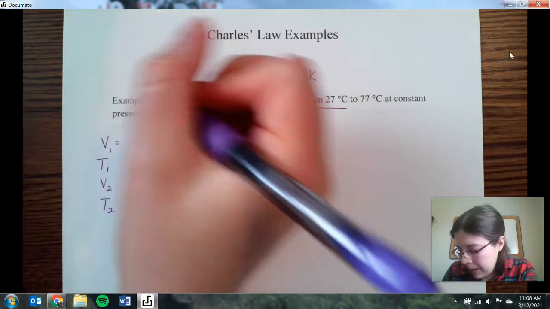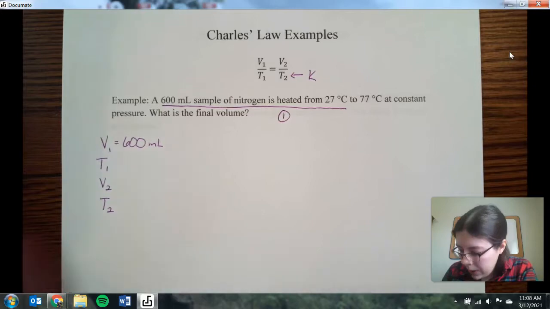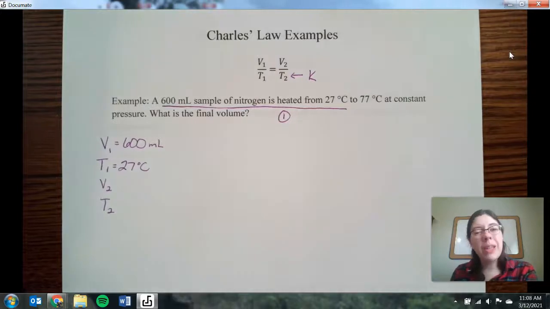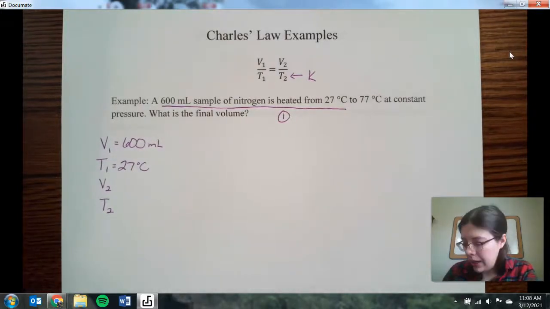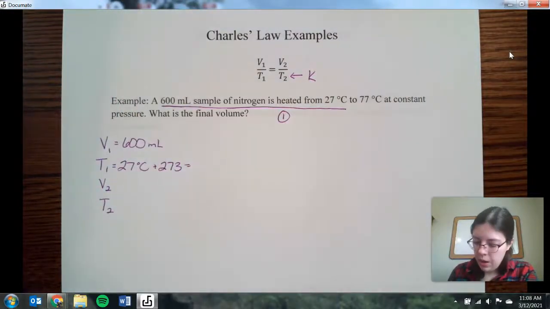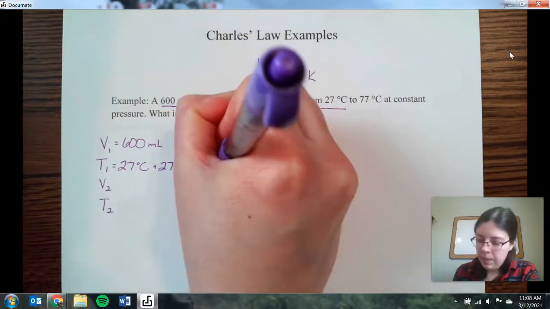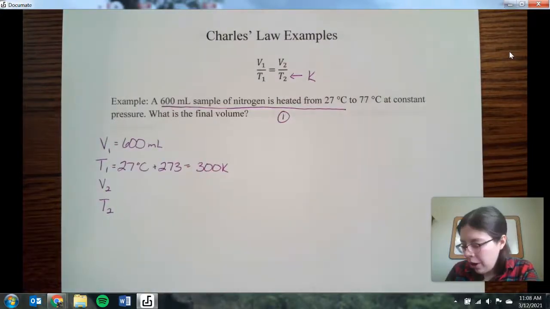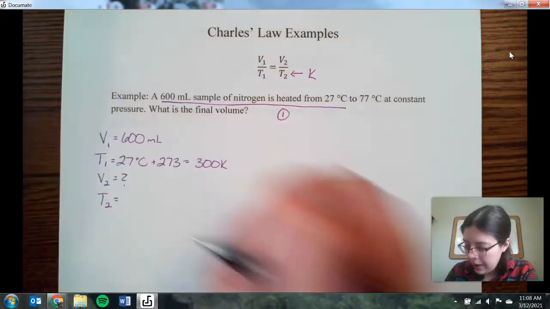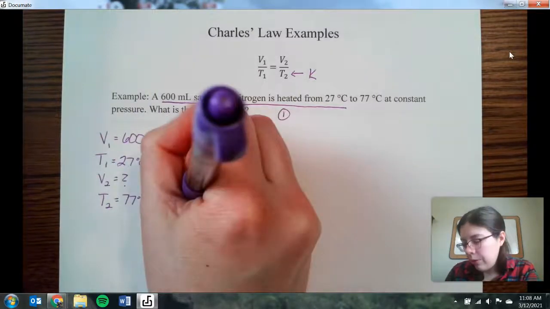So our initial volume is going to be the 600 milliliters. Our initial temperature is going to be 27 degrees Celsius, but we need to convert that into kelvins. The way we go from Celsius to Kelvin is we add 273. So when we go ahead and do that, that brings us up to exactly 300 Kelvin. Our final volume, that is our unknown that we are trying to find. And then our final temperature is the 77 degrees Celsius plus the 273. So that's going to equal 350 Kelvin.